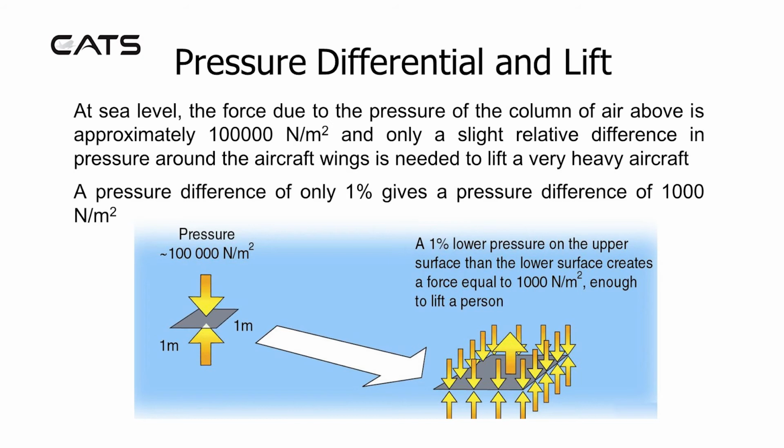At sea level, the force due to the pressure of the column of air is approximately 100,000 newtons per square metre, and only a slight relative difference in pressure around the aircraft wings is needed to lift a very heavy aircraft. A pressure difference of only 1% gives a pressure difference of 1,000 newtons per square metre.